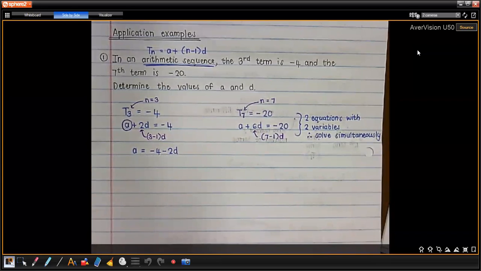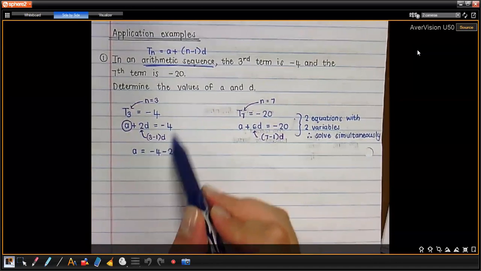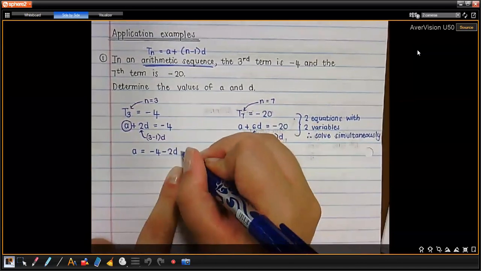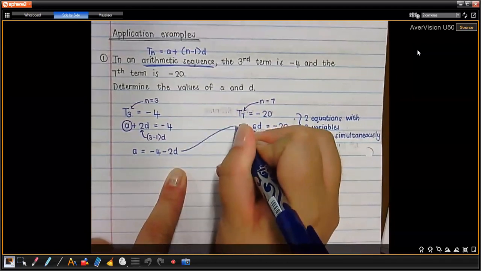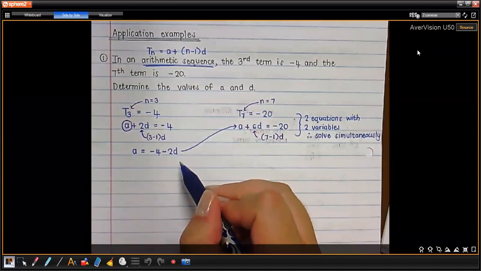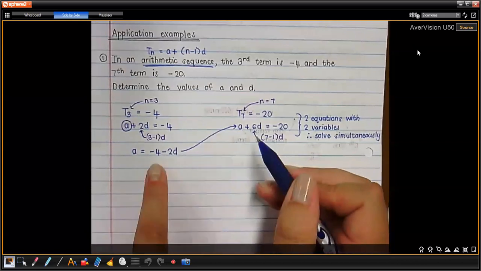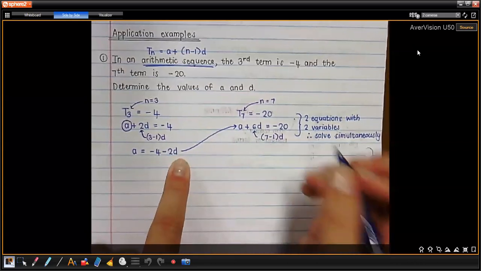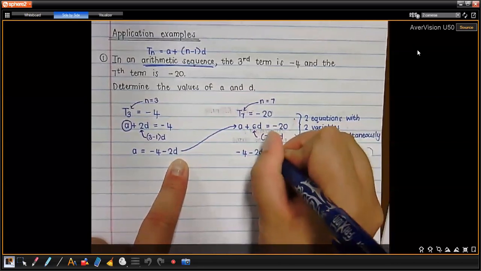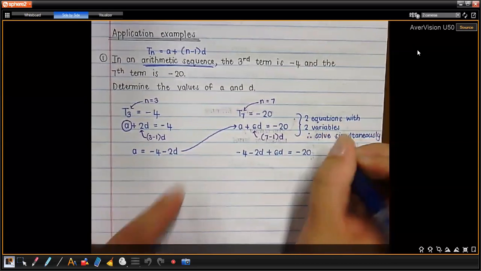So here I've moved the 2d over, it's become minus 2d, and now you must take this expression for a and replace the a in the other equation with that expression. The second equation was a plus 6d. Now instead of a, I'm going to write this new expression for a. So I'm going to say negative 4 minus 2d plus 6d is equal to negative 20.